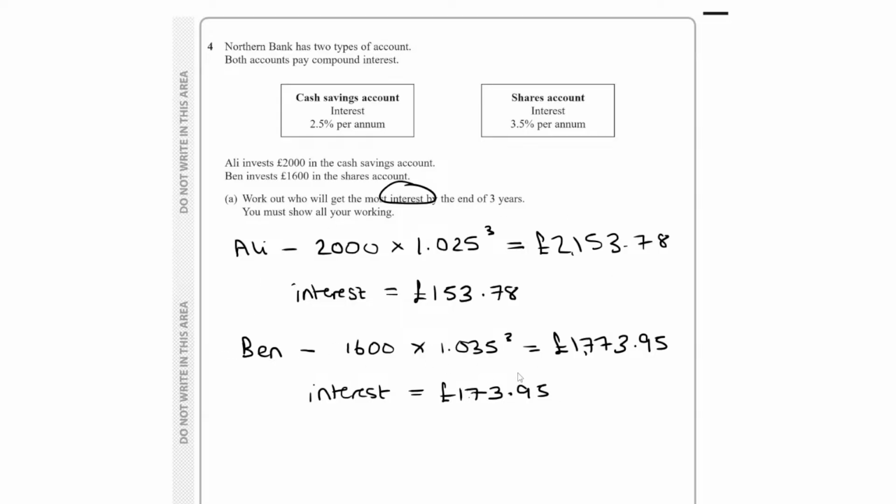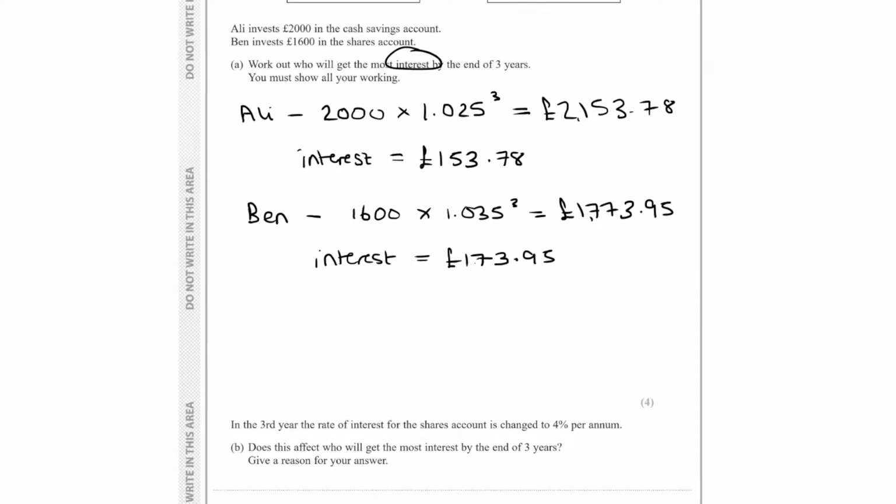So who will have the most interest? Well, obviously it's going to be Ben. Might still have less in his account overall, but he has more interest. So just double check when it's compound interest: are they asking for the interest or are they asking for the amount in the account? So obviously make it clear that you're going to choose Ben.